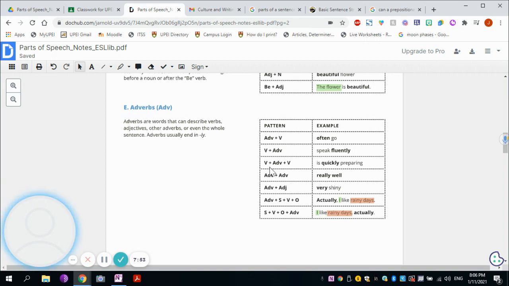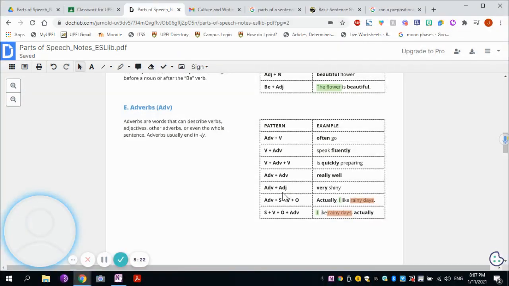You could have a verb plus an adverb plus another verb. She is quickly preparing to go to the store. Adverb plus adverb: really well. He did really well on his English test.